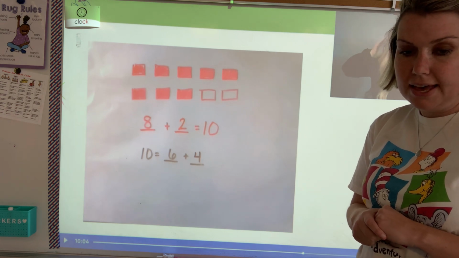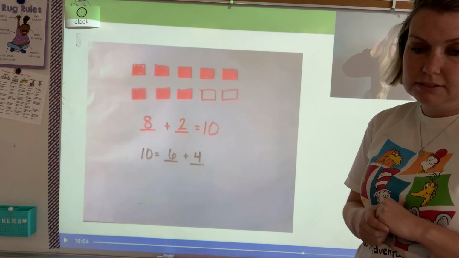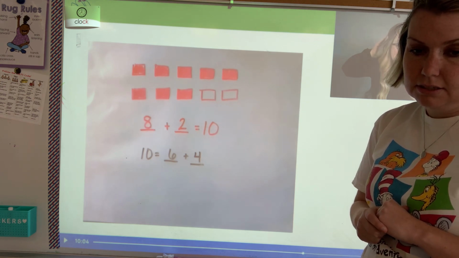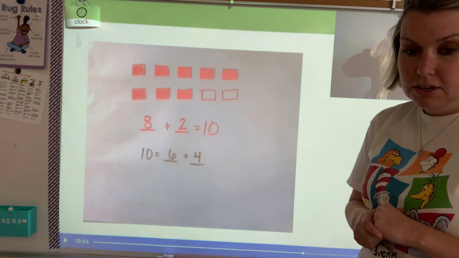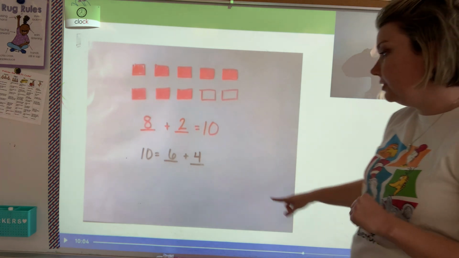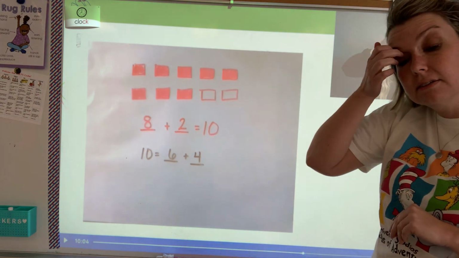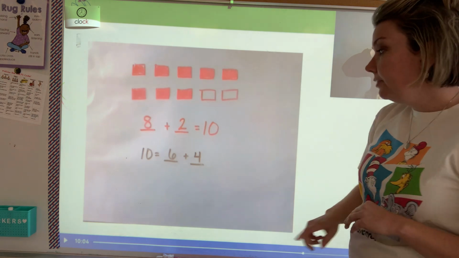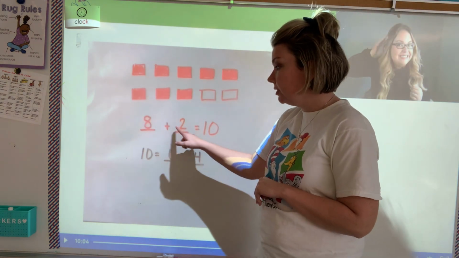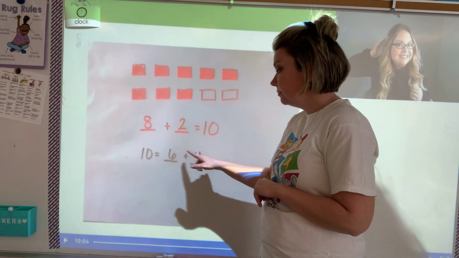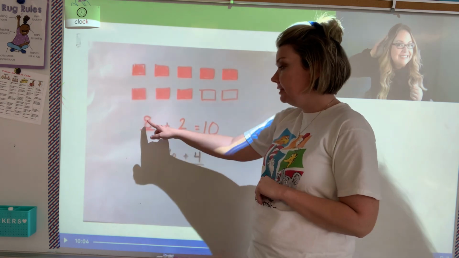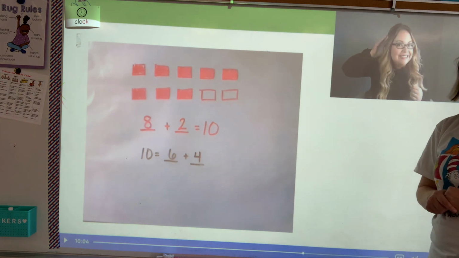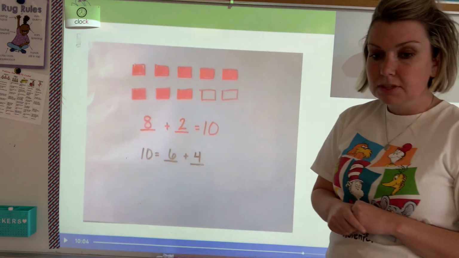Unmute your mic, Adeline. Adeline, what's different about these two number sentences? They have different numbers. Well, there are different numbers in the parts. That's true. This has 6 and 4, and this has 8 and 2. Okay, thank you, Adeline. What's another way that they're different?